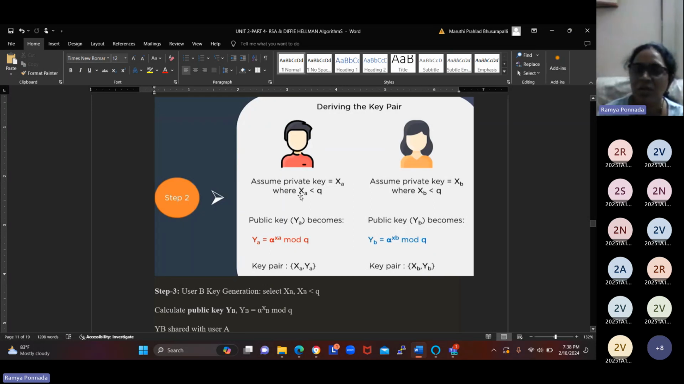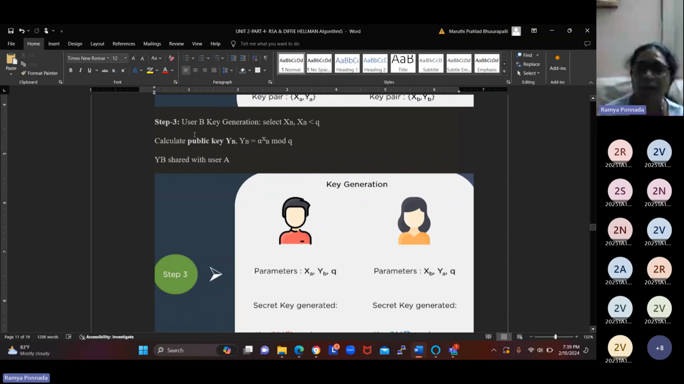Whatever the XA value is, alpha is nothing but the primitive root value mod Q. Through this calculation you are going to get the YA value, and whatever the XA value is, that is going to be included. Similarly, YB is equal to alpha power XB. This XB is not X into B, this is XB only, mod Q. So the key pair is going to be this XB and your YB, which is going to be calculated.